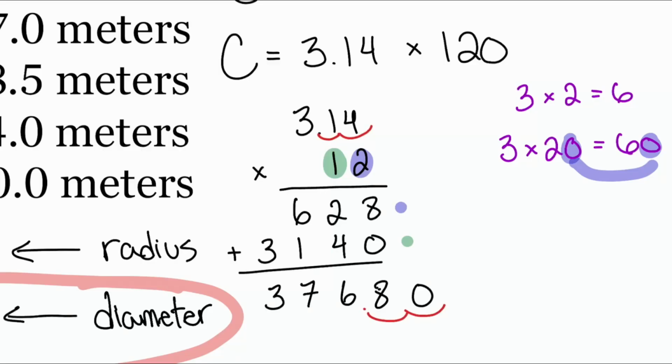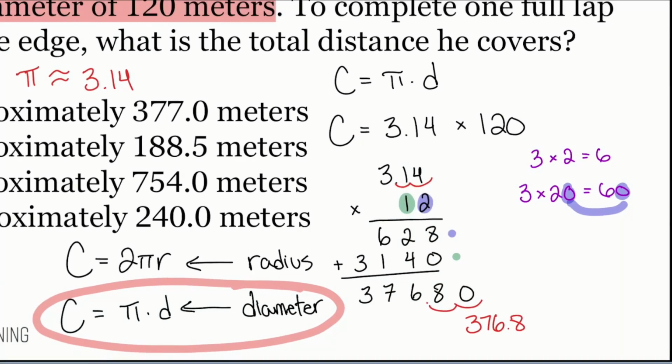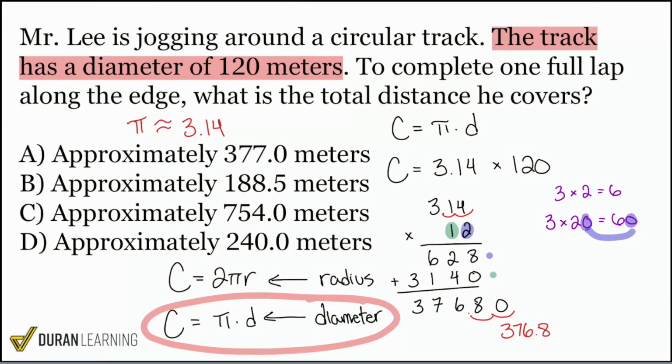1 and 2 right here. So our final answer here will be 376.8 meters, which when we round this, if we round it to the nearest answer that we have, because again, we see the word approximately being used, what is the closest answer that we have to 376.8?